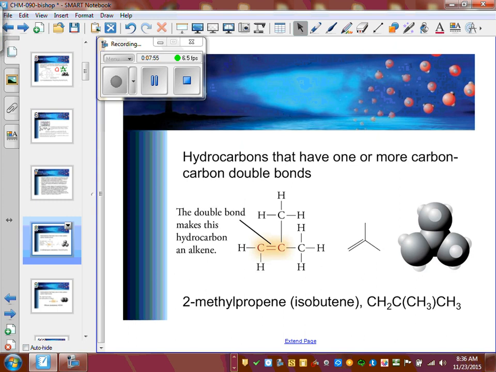Then there are hydrocarbons that have one or more double bonds in them. Remember I said with single bonds, the name ended in ANE. With double bonds, the name ends in ENE. Those are called alkenes. Single bonds are called alkanes. Double bonds are called alkenes. And again, here we see the full-blown structure, the line structure, and what's called the space-filling model.